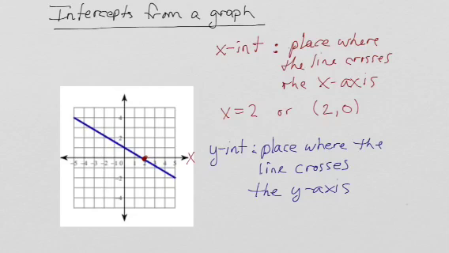Then for the y-intercept, which is the place where the graph crosses the y-axis, you'd again have to know that that's the y-axis. And then you're looking for the place where the graph crosses it, which would be right here. And you could say that that's at y equals positive 1, or you could write it as an ordered pair, (0, 1). So again, that's how you're going to find intercepts from a graph.